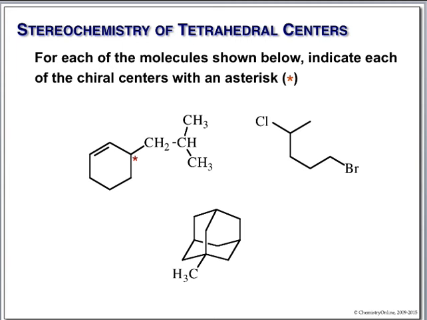This guy here, CH2, CH2, CH2, this is a methyl group. But here we have a hydrogen, chlorine, methyl, and the rest of this. This is a chiral center.